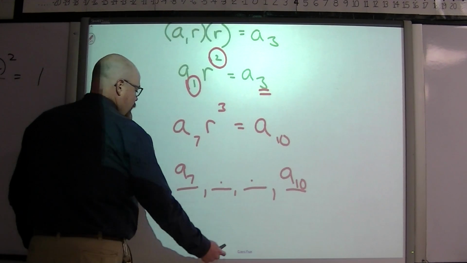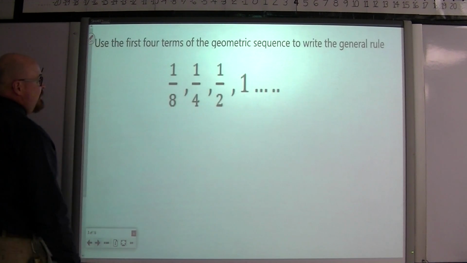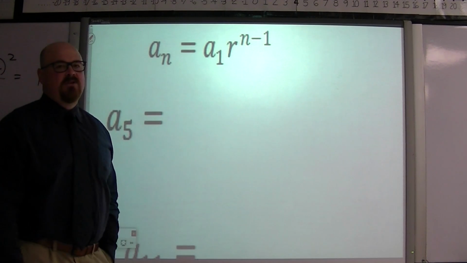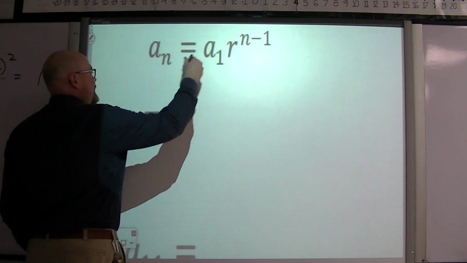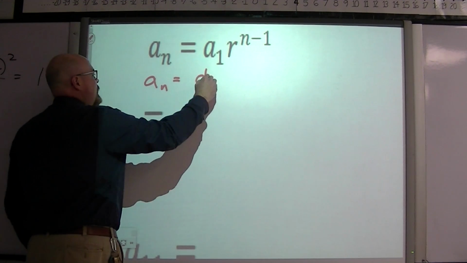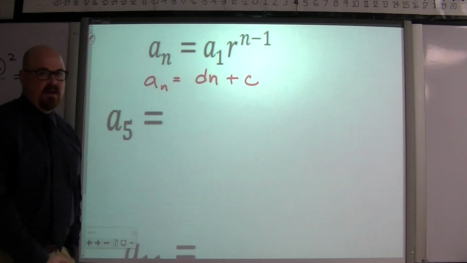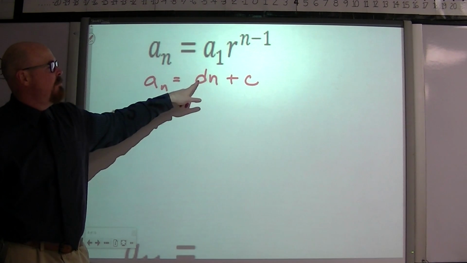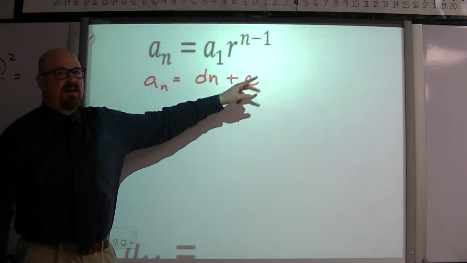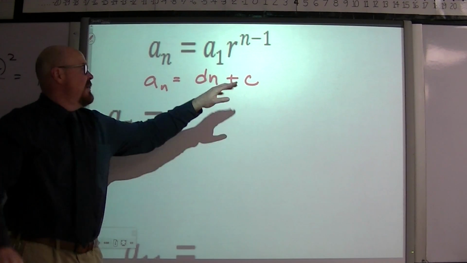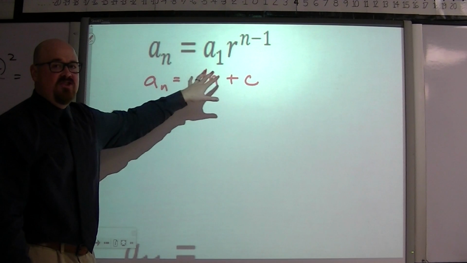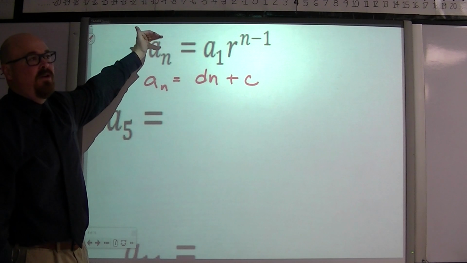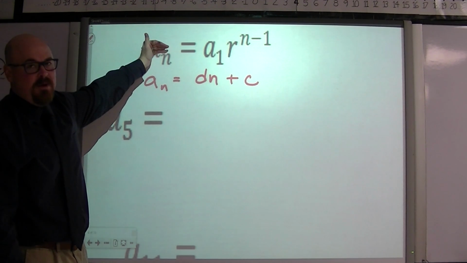Now, the general rule for geometric sequences, sorry, I may have got ahead of myself a little bit, but the general rule for geometric sequences looks like this. So this is akin to this rule for arithmetic sequences, right? If I want to know any term, I can put in the term number, multiply it times the common difference, and add that 0th term, right? This is the general explicit rule for arithmetic sequences. This is the general explicit rule for geometric sequences.